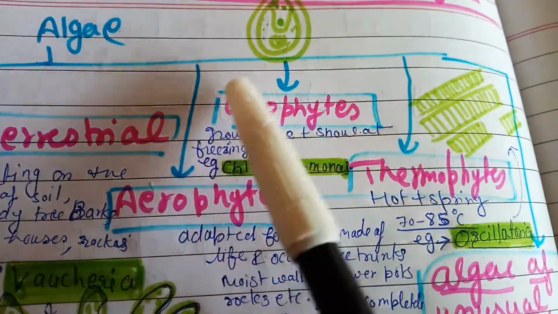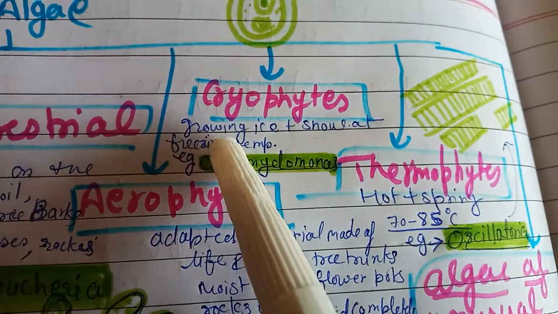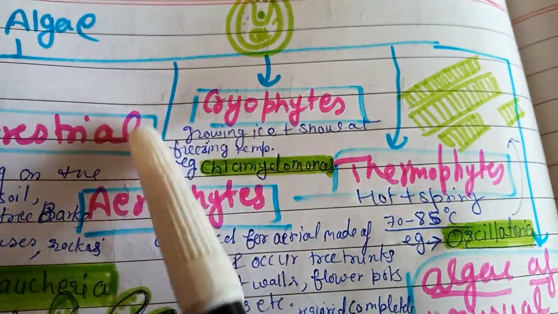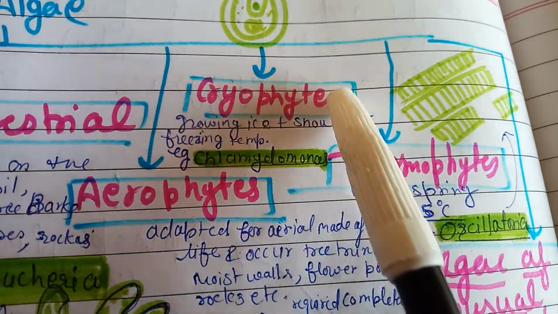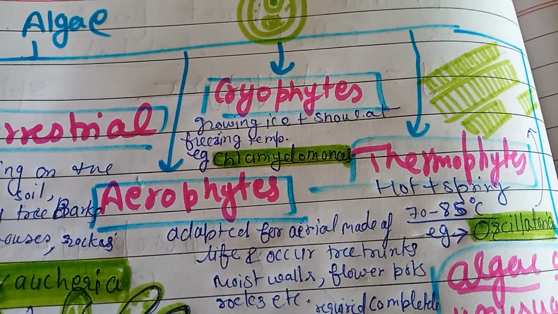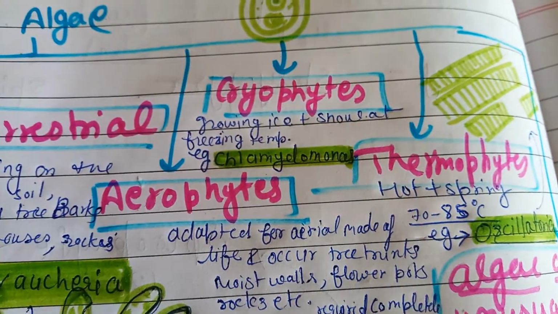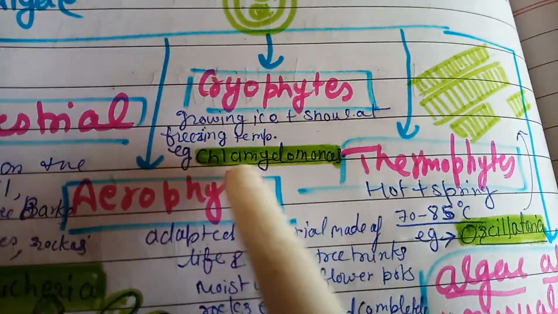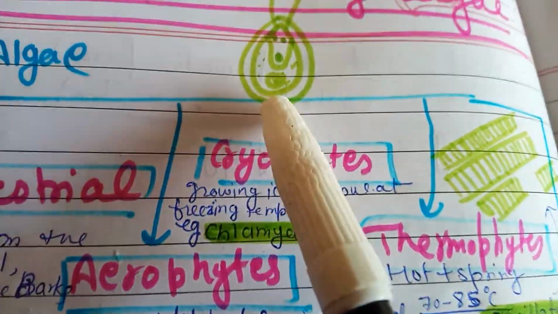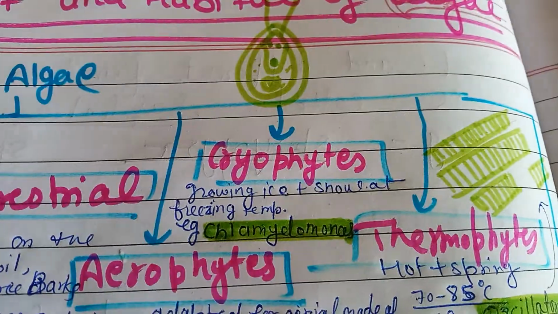Third point is cryophytes. They grow on the ice and snow region, or freezing temperature region. This is known as cryophytes. Example is Chlamydomonas. This is structure of Chlamydomonas.